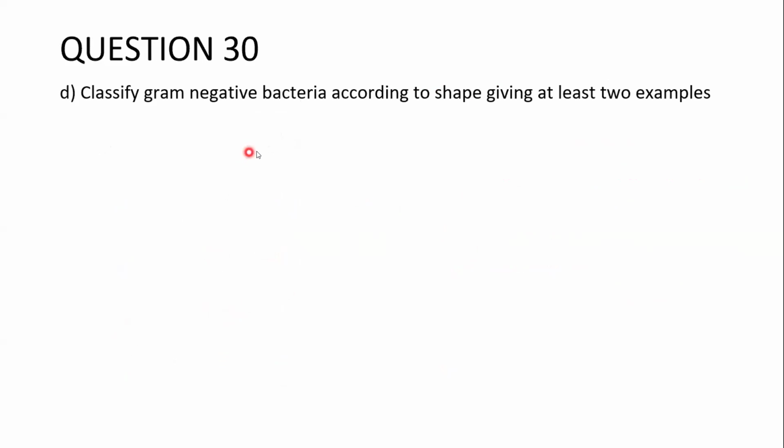Now, classify gram-negative bacteria according to shape, giving at least 2 examples. So I saw some answers from you guys. They were not complete. Why I say that is because we have quite a few shapes for gram-negative bacteria. Now, the shape is supposed to help you in terms of knowing the characteristics of the bacteria. Now, there are 4 main shapes. Tell me on the chat. Let me help you guys. We have bacilli.